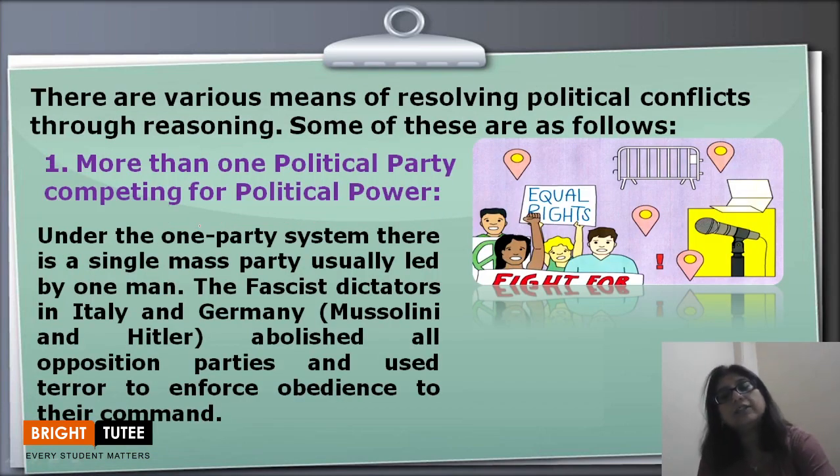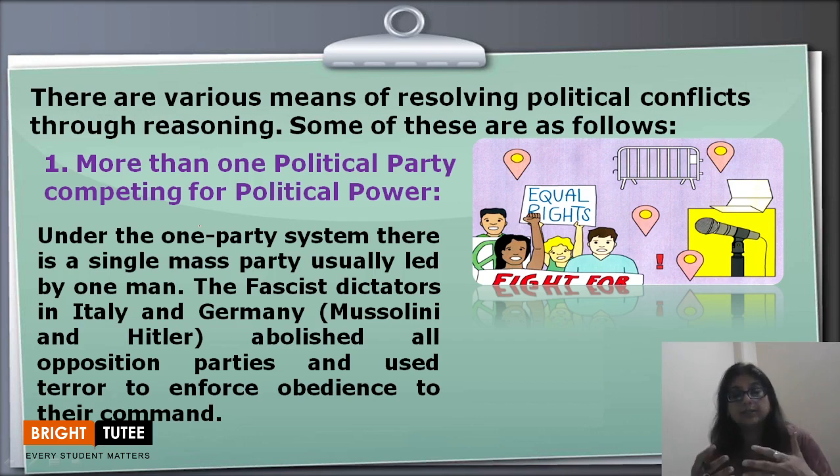And there are various means of resolving political conflicts through reasoning. Some of these are as follows. One is more than one political party competing for political power. Now, what happens if there is a one-party system? It is a domination, because if it is a single party, then there is no other choice. But if we talk about the Indian political system, we have a multi-party system.